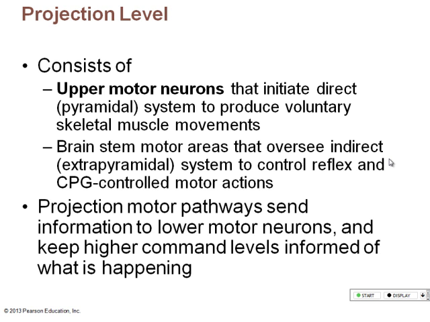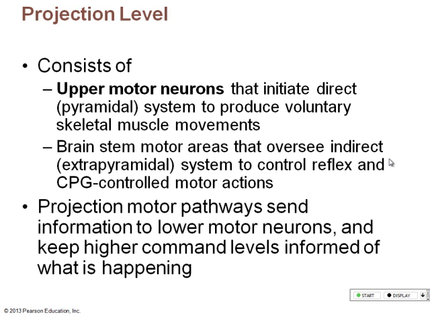So the projection level, next in line, the middleman, consists of upper motor neurons that initiate the direct or pyramidal system to produce voluntary skeletal muscle movements. Brainstem and motor areas are also involved at the projection level. Remember, we're going up, we're kind of in the center region of the brain.